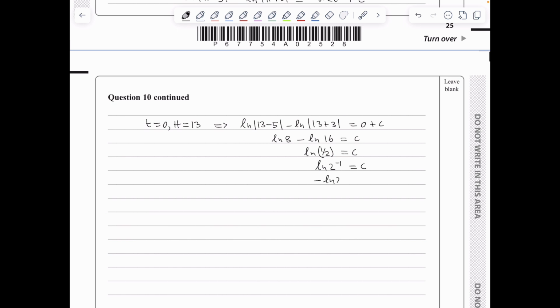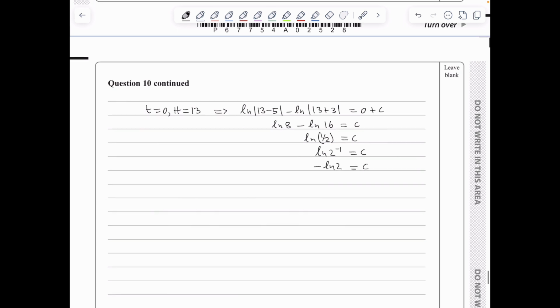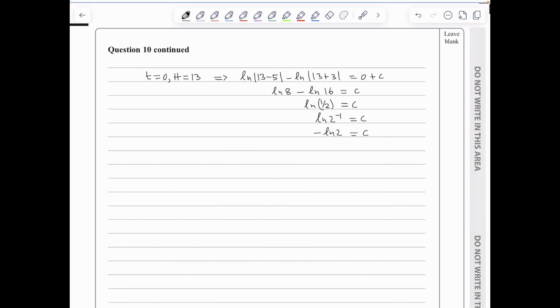and therefore minus ln 2 is the value of c, and therefore the general solution goes into a particular solution that says ln of the absolute value of H minus 5 minus ln of the absolute value of H plus 3 is equal to negative 0.2t minus ln 2, and therefore I will collect all the ln's on the left-hand side. We get ln of H minus 5 minus ln of H plus 3 plus ln 2 is equal to minus 0.2t.